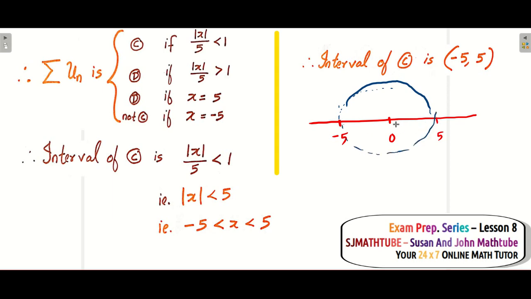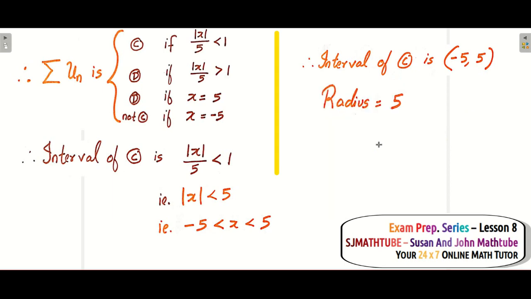Okay, so tell me, what is the radius of this circle? Yeah, 5. And what is the center of the circle? Yeah, the origin, x equal to 0. Okay, that's it. Radius is 5, center is 0. So we have the interval, the radius, and center.